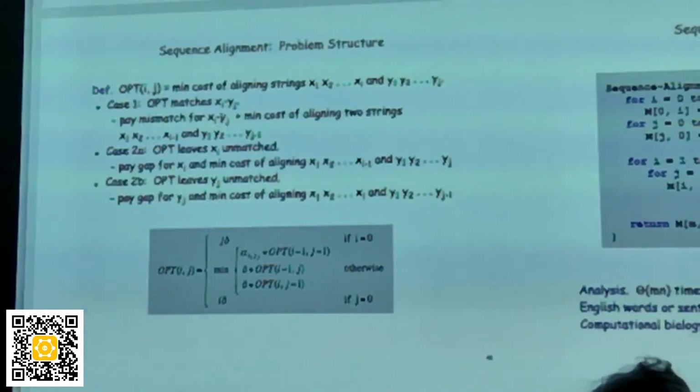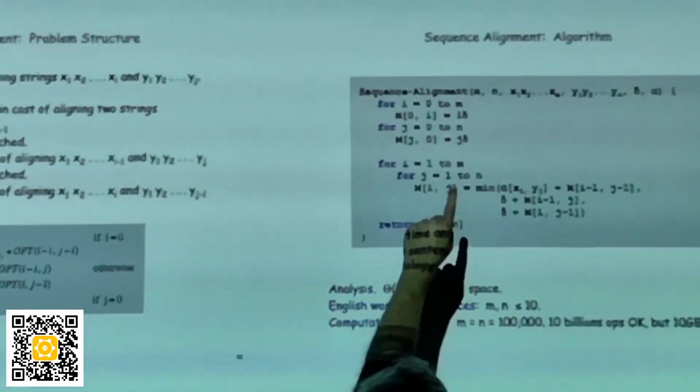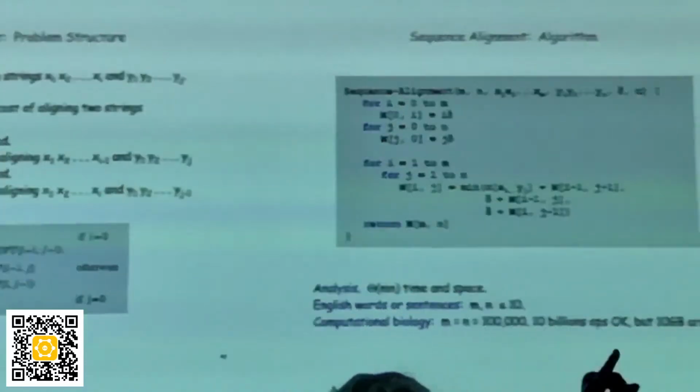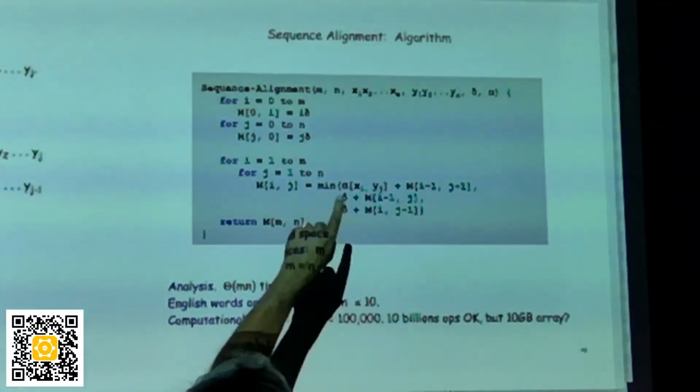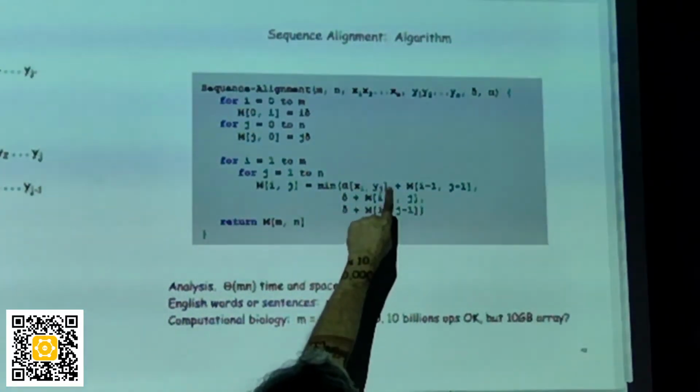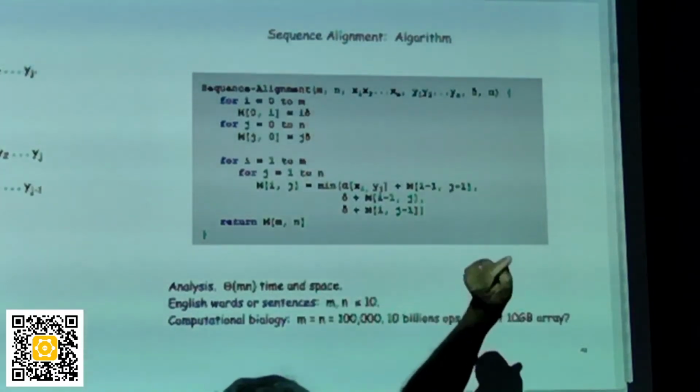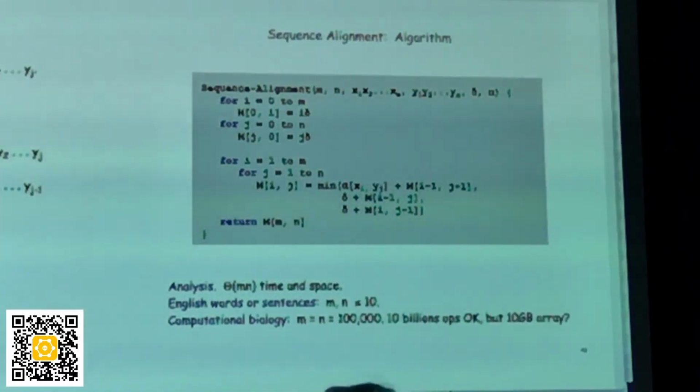So in the end, this is the code that takes m and n, which are the lengths of the two strings, and the two strings themselves, that's x1, x2, ..., xm and y1, y2, ..., yn. Then there are two other parameters, delta and alpha. Delta is the gap cost, and alpha is the mismatch cost. That's it.